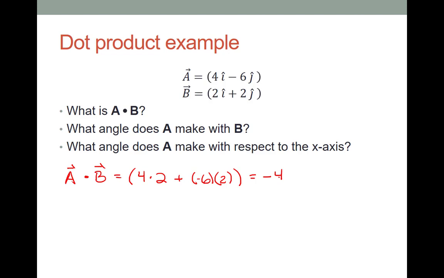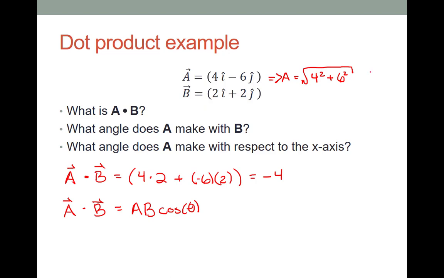I can ask, what angle does A make with respect to B? Okay. Well, I know that I can write A dot B equal to the magnitude of A multiplied by the magnitude of B multiplied by the cosine of the angle between them. Okay. Well, that means I need the magnitudes. So to find the magnitude of A, it would be the square root of 4 squared plus 6 squared, or plus negative 6 squared if you want to do it that way.